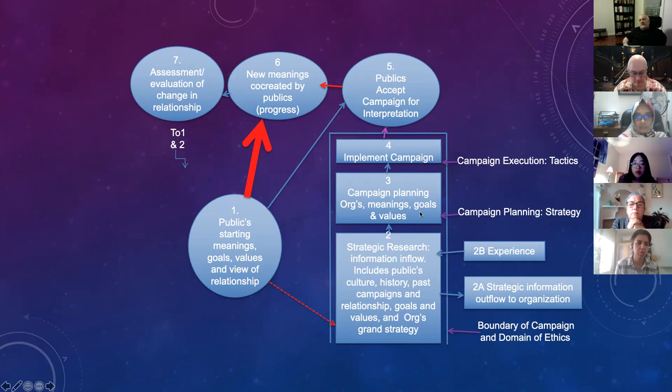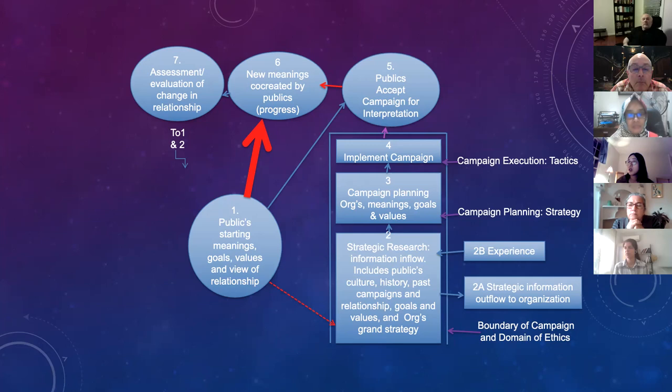And this is where campaign planning takes place, that's strategy. So this is where strategy is created in the strategic communication model, right? The publics have valuable information. We have to do strategic research to tap into that information. Then we can use that strategic research for campaign planning. And that campaign planning is the actual strategy. So strategy is a plan.